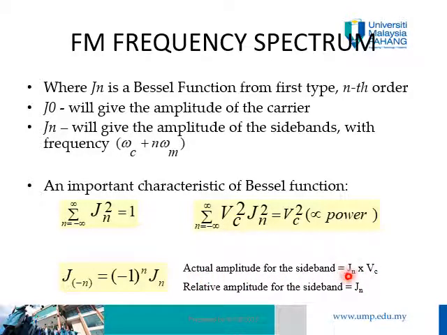So Jn is a constant multiplied by the amplitude of the carrier signal, Vc. Or Jn is the relative amplitude of the sideband. We need to multiply Jn with the amplitude of the carrier signal to get the actual amplitude of the sideband. We will see this later.